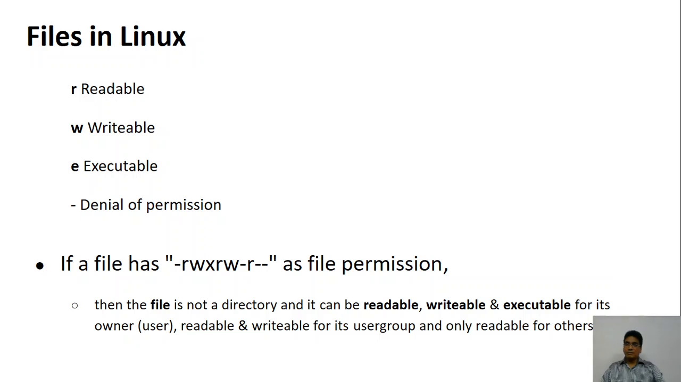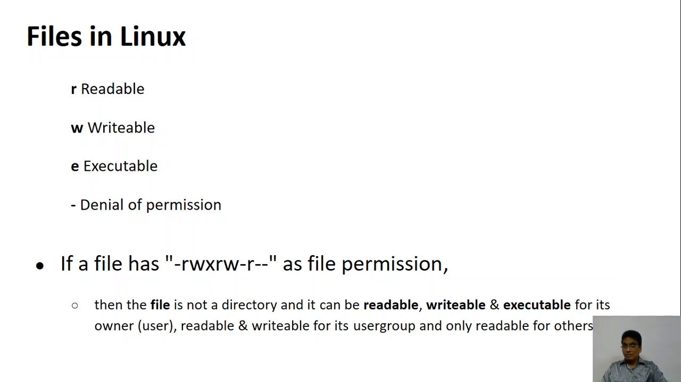So you have different permissions. And what is the permission? R indicates it is a readable permission, W means writable permission, X means executable permission, and dash means that permission is not there, so you don't have that permission.